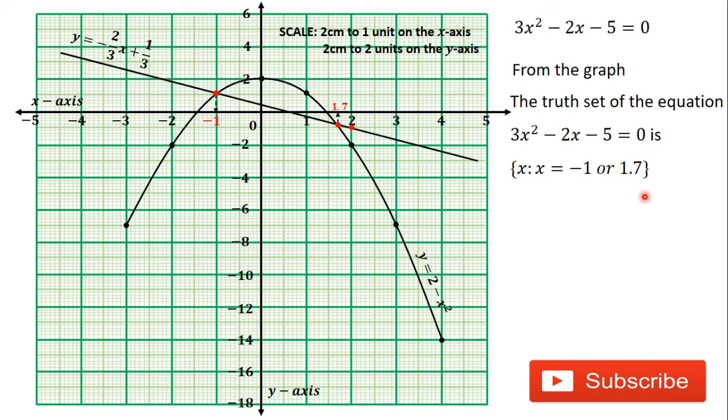We have solved 4 questions on using the graph of a quadratic function to find the solution of another quadratic equation. Pick more examples and try your hands on them. In the next video, we are going to learn how to use the graph of a quadratic function to find the values of x for which the function is positive or negative.